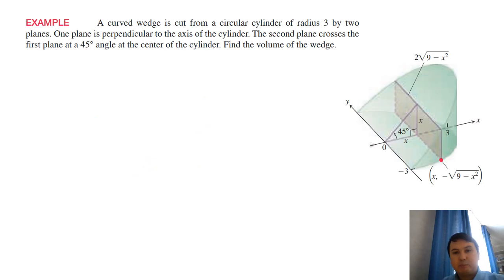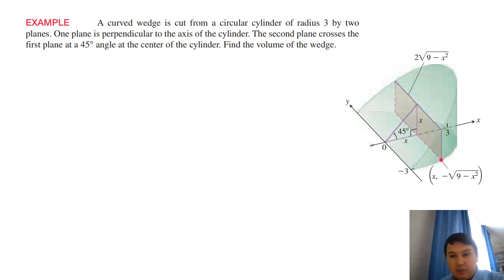Let's do an example. A curved wedge is cut from a circular cylinder of radius 3. So we have a cylinder, and it's cut by two planes. One of them is the xy plane, the flat one, and the second plane crosses the first plane at 45 degrees. This upper side is cut by a plane that has an angle of 45 degrees. We'd like to find the volume of this green region.